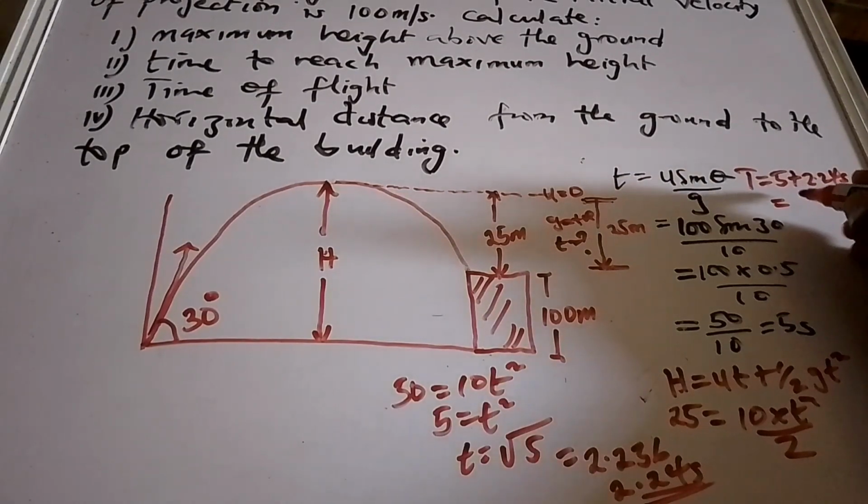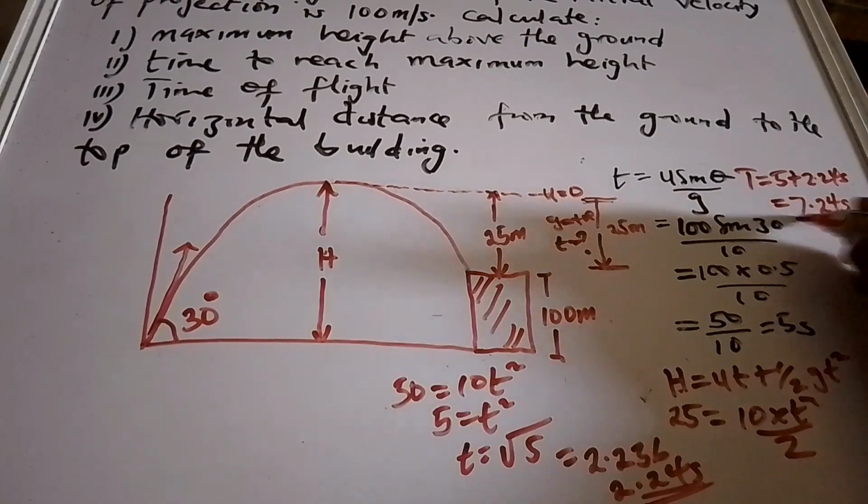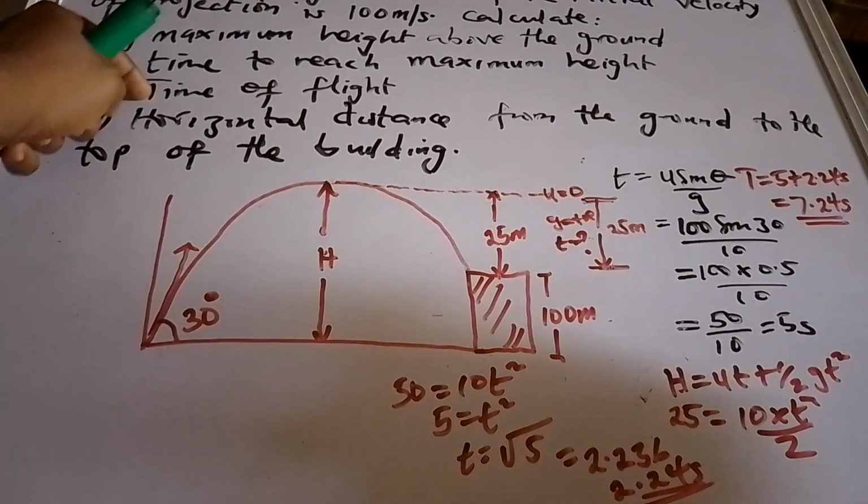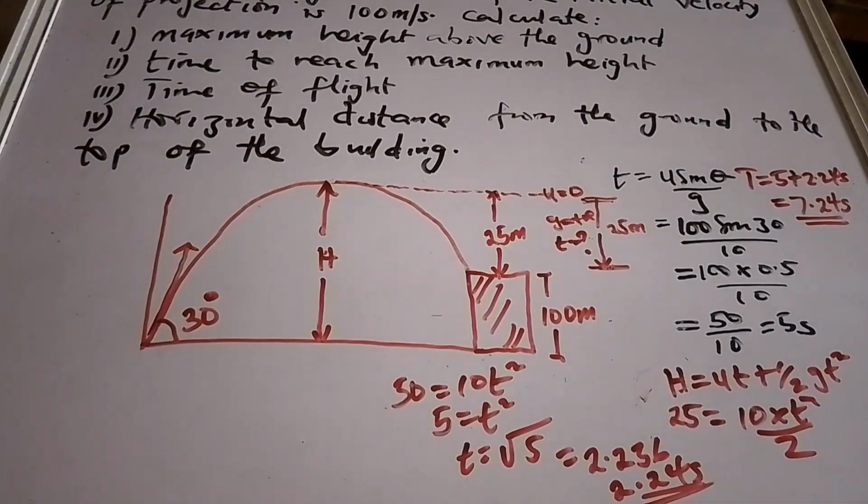The total time of flight is 7.24 seconds. So we have gotten that one. You have to understand this concept, and that's why I'm bringing these examples so that you'll be able to get it better. So let's look at the horizontal distance, which is the range.